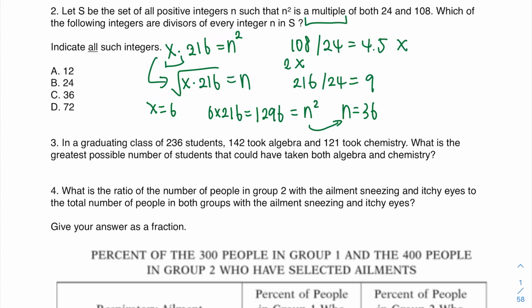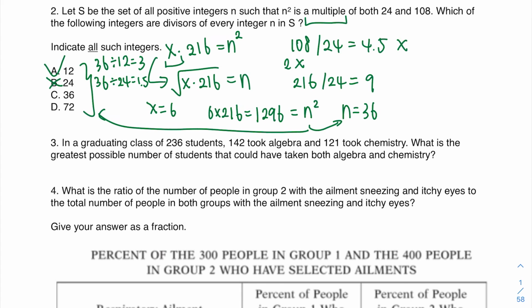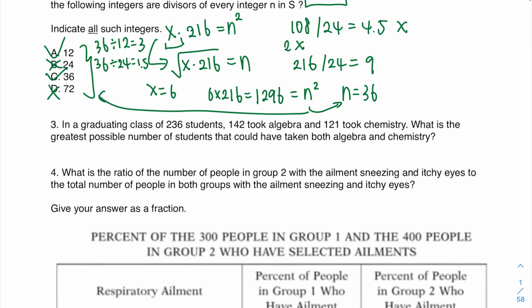We saw that n is 36, so the integers are divisors of n. So we can find the answer from the choices. 36 divided by 12 is 3. It is an integer, so A is correct. But the second one is definitely not. It's about 1.5, so it's not a correct answer. C is definitely correct, and this one is not, because the divisor should be less than n. So the correct answer is A and C.